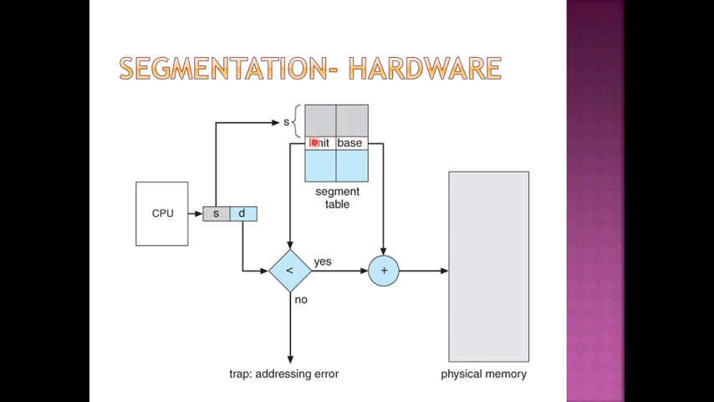Now I have to compare the limit and the offset. Why am I doing this? So that whatever segment I am accessing, I am not going beyond it, because this offset will tell you whether it is within the segment or outside the segment.